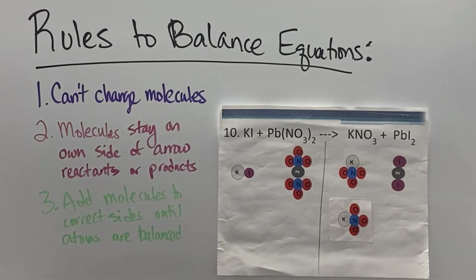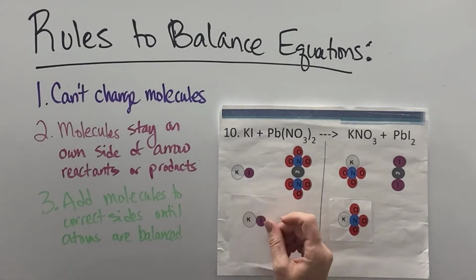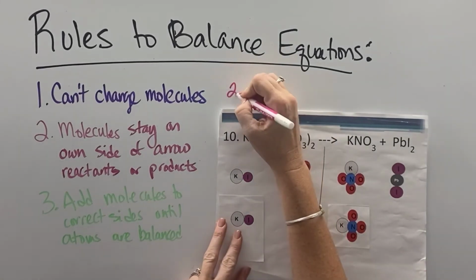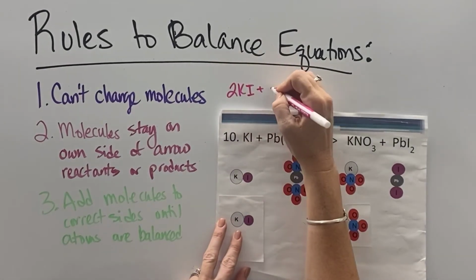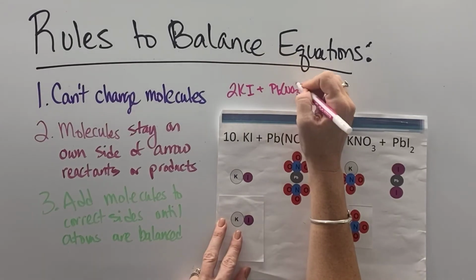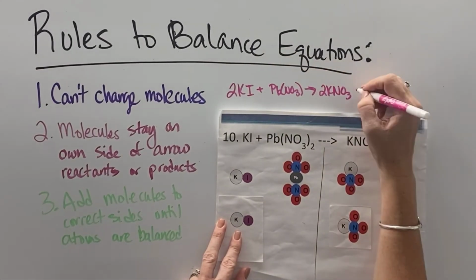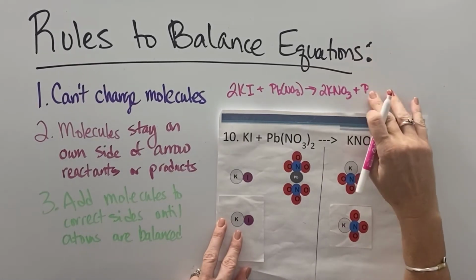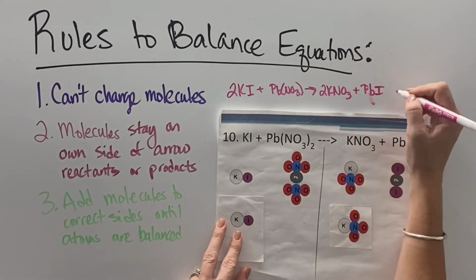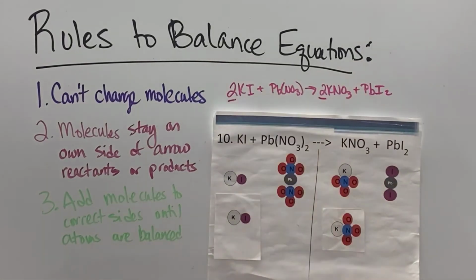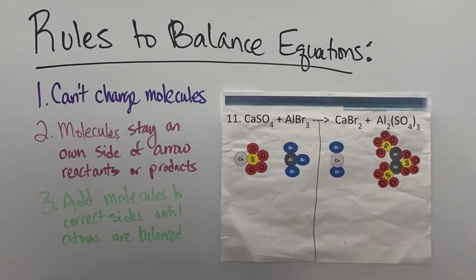So here again, we got that nitrate, right? So if there's 2 on the left, we need 2 on the right. It's going to unbalance our potassiums, so we'll put another potassium on the right. And then our iodines are balanced and our leads are balanced too. We have the same number of each atom on the left and the right. And so this tells us 2 potassium iodides and 1 lead nitrate all rearrange their atoms to become 2 potassium nitrates and 1 lead iodide. Couple coefficients and we're good to go.